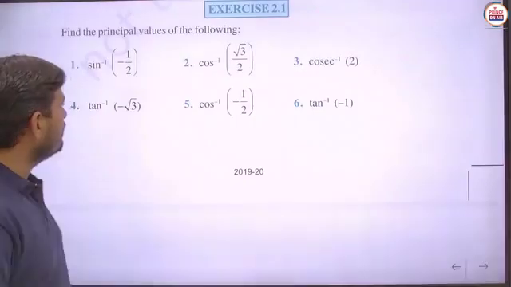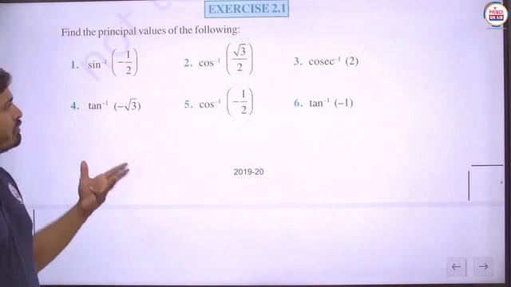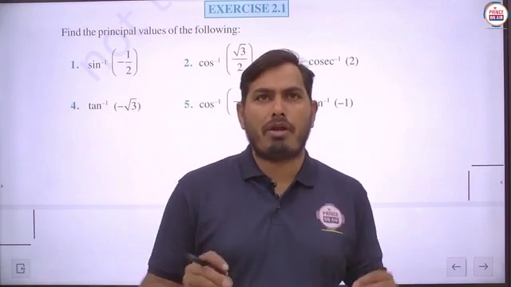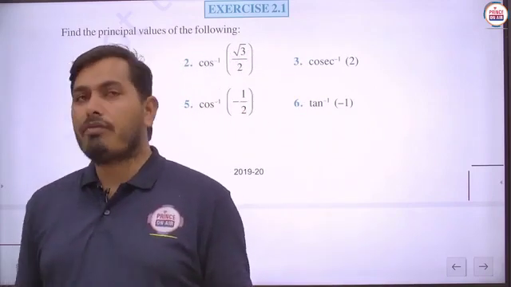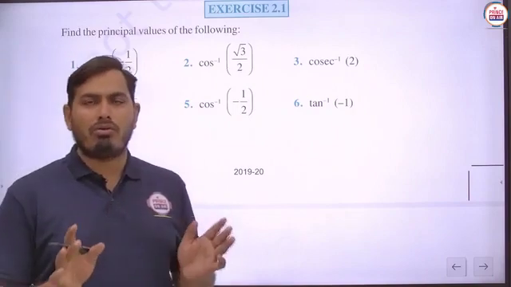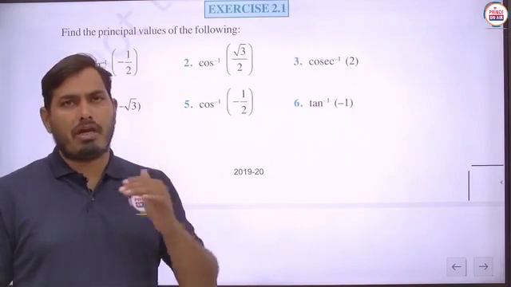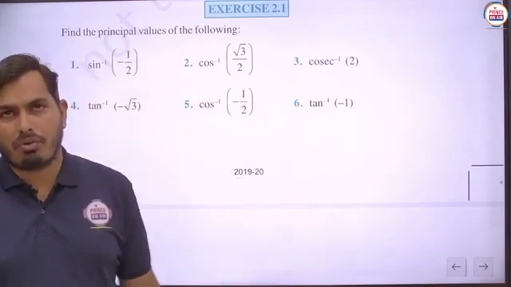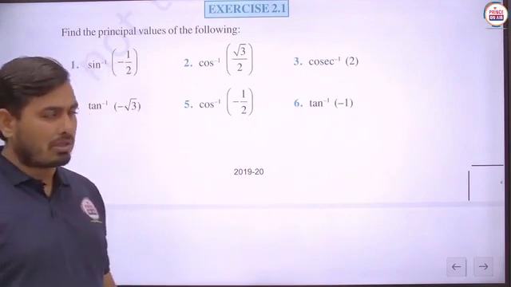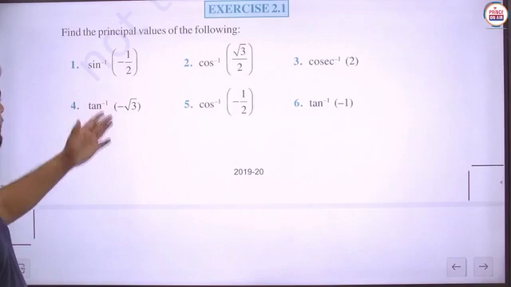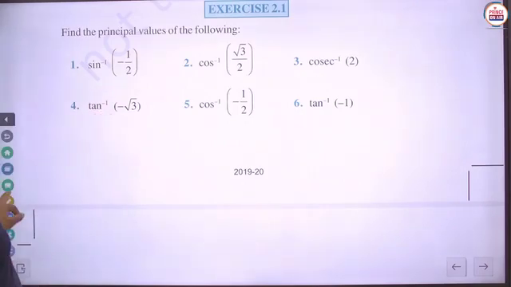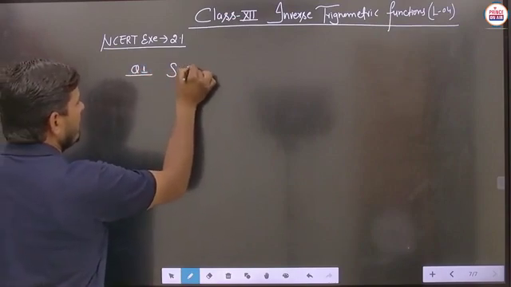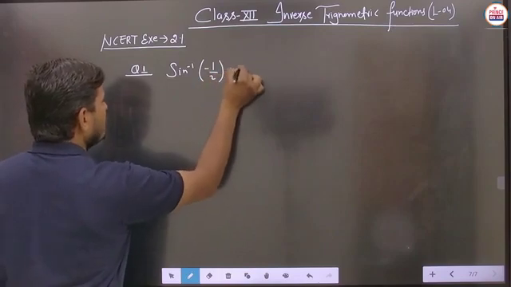In this very first question, you can see: find the principal values of the following. Students, some questions are given, and we have to find the principal value of the following inverse trigonometric functions, and we already know the basic principal values of each function in general. But according to the given value, we have to evaluate and simplify the questions in this exercise. So let the very first part be sin inverse of minus 1 by 2. We have to calculate the principal value of this part.